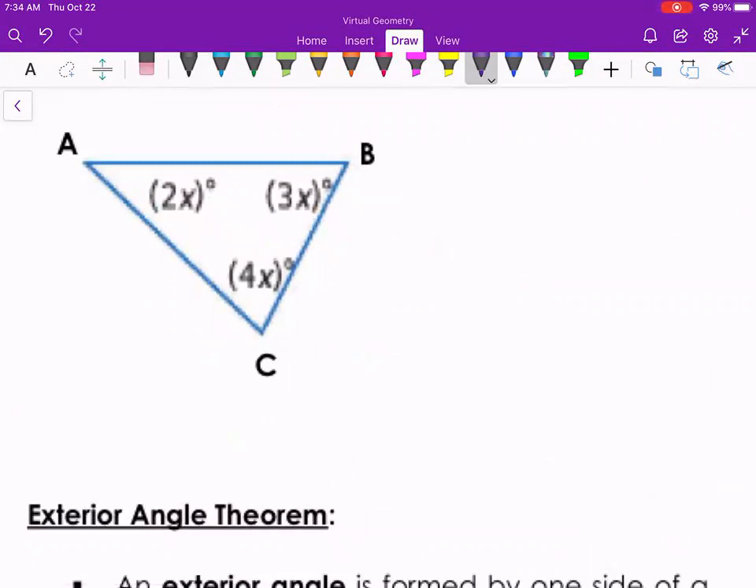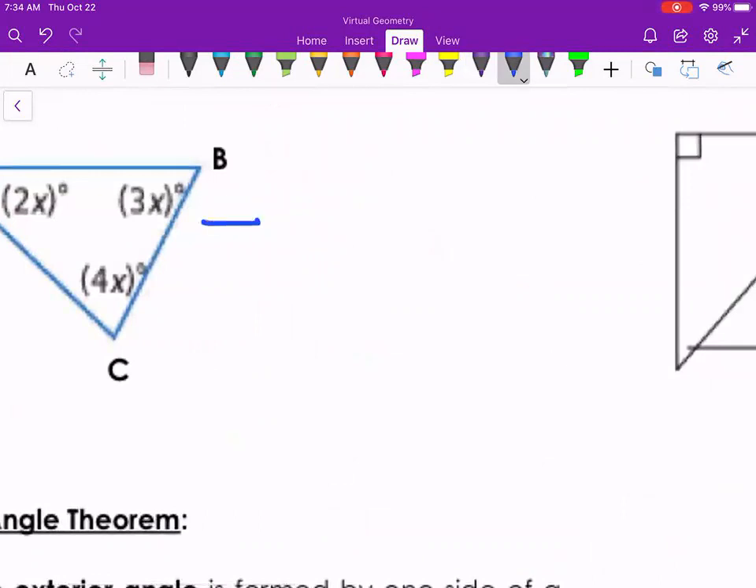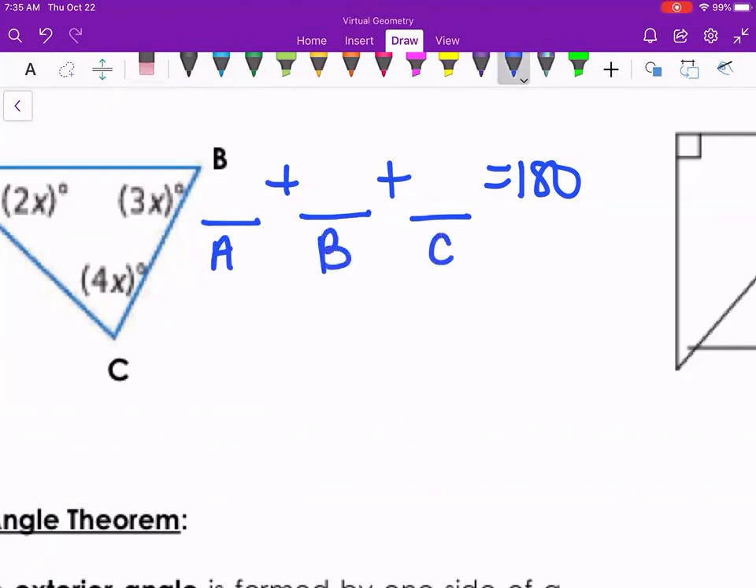All right, so we have triangle ABC, and at angle A, we have 2x, angle B, we have a 3x, and angle C, we have a 4x. So again, my rule says from the theorem that all three angles, no matter what they are, get added together and they should equal 180 degrees. So angle A, 2x, angle B, 3x, angle C, 4x. And so now we have an algebra equation.